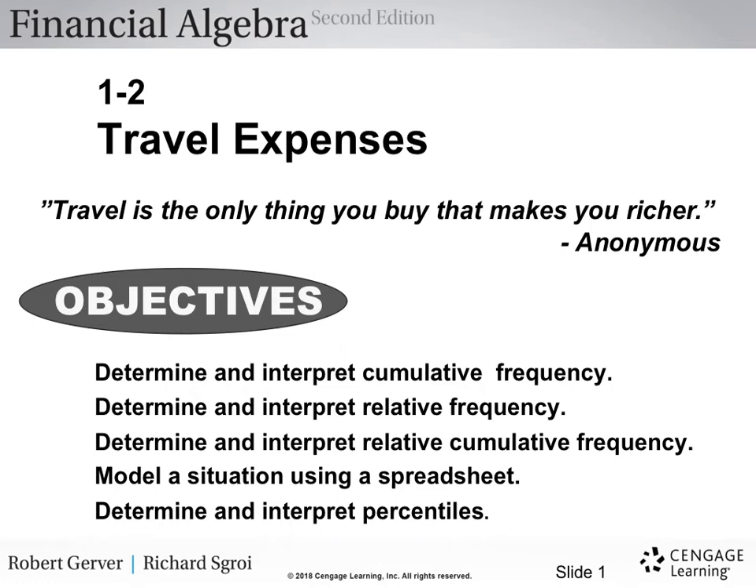This is section 1-2 of Financial Algebra, entitled Travel Expenses. The quote here is, "Travel is the only thing you buy that makes you richer." If you think about that, that's probably a very true statement, that travel is the only thing you buy that makes you richer.